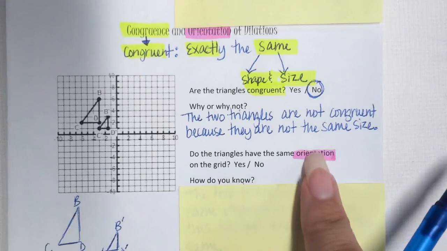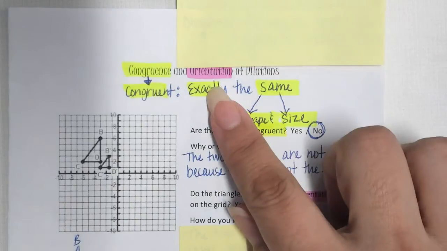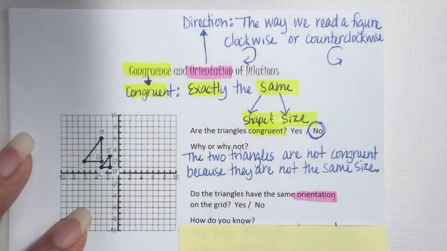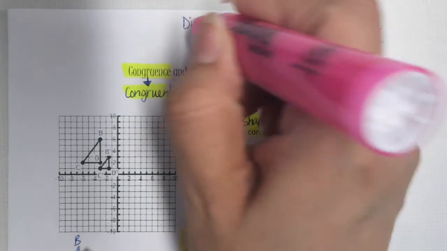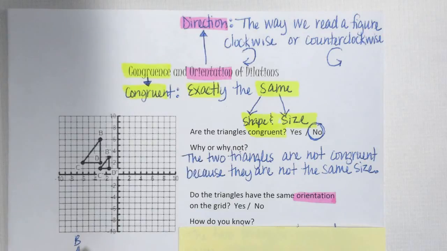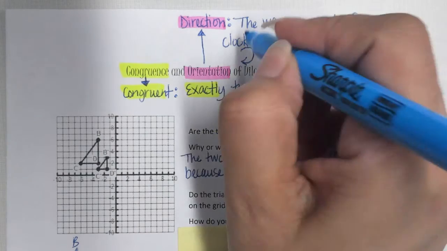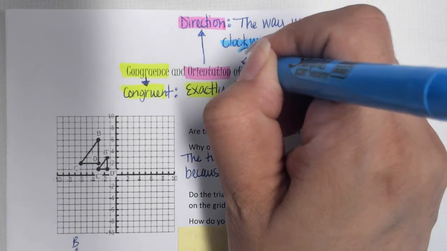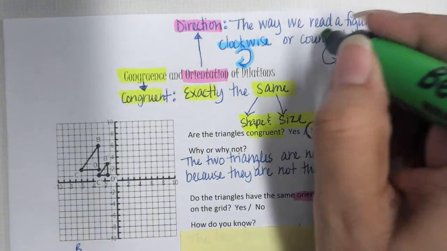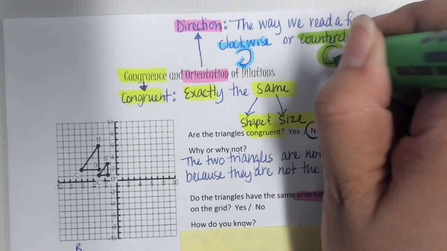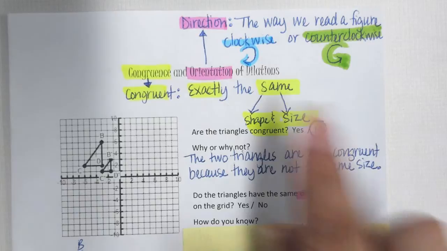Now let's talk about, do the triangles have the same orientation? Another word for orientation is direction. The direction is the way we read a figure. We can read a figure in two directions. We could read it clockwise, like a clock, or we could read a figure counterclockwise, going the opposite way. So that's what orientation is: the way that we're going to read a figure.